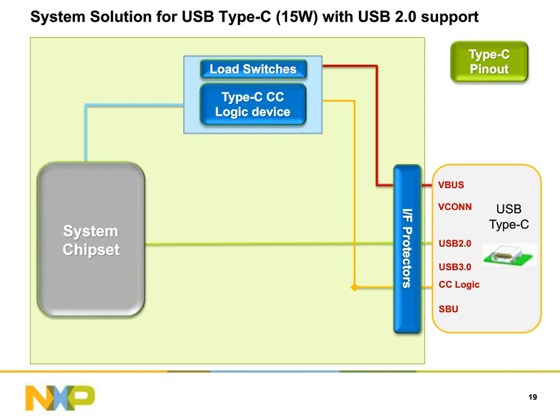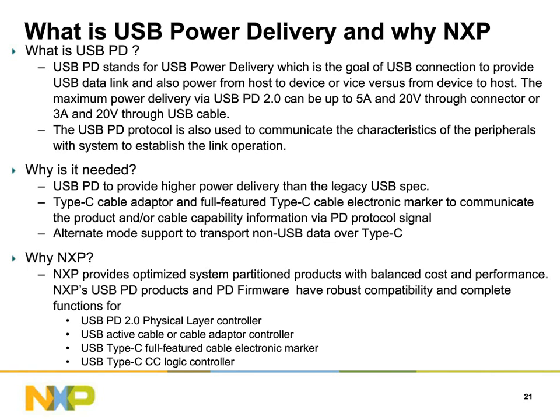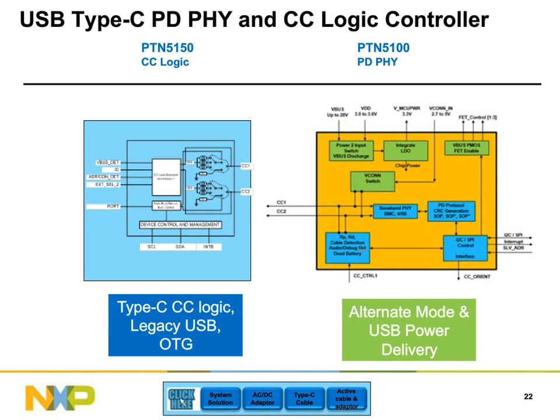So moving on, let's look very quickly at some of the details about the NXP solutions relevant to this. As I mentioned, NXP offers both the full PD5, which is applicable for systems that want to implement power delivery, and also a simple CC logic device for systems that do not want to use power delivery. So the PTN 5100 is the PD5 for a full-blown application, and PTN 5150 is a CC logic device that is, again, only targeted for applications that do not want to support power delivery.